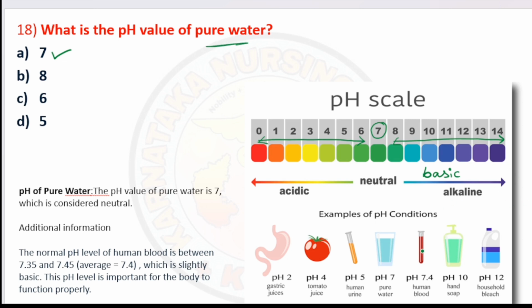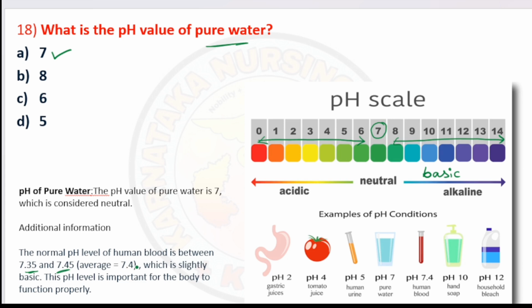And the pH value of human blood is 7.4. Usually the human blood pH value ranges between 7.35 and 7.45. If they ask in an examination what is the average pH of human blood, you have to mark 7.4 as the average value. The range is between 7.35 and 7.45.